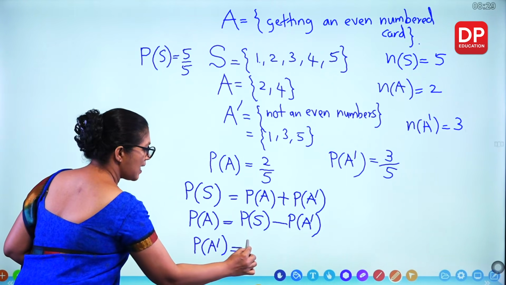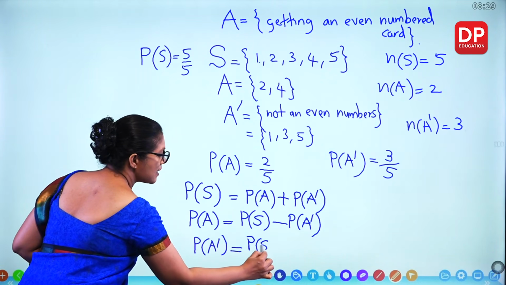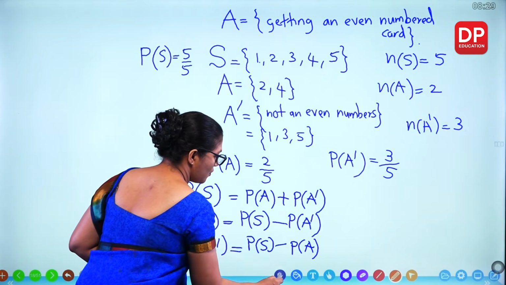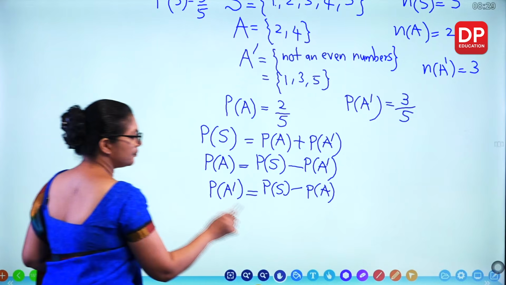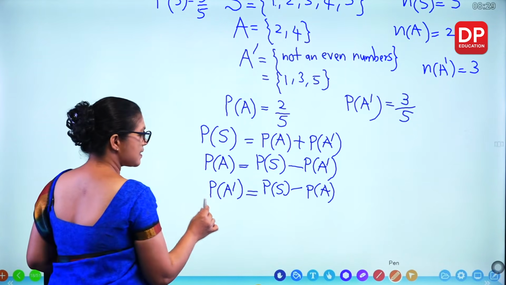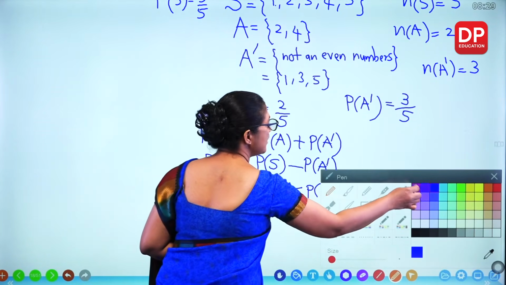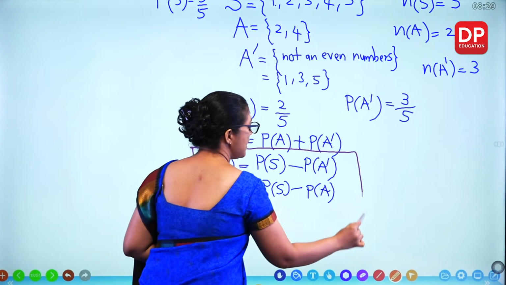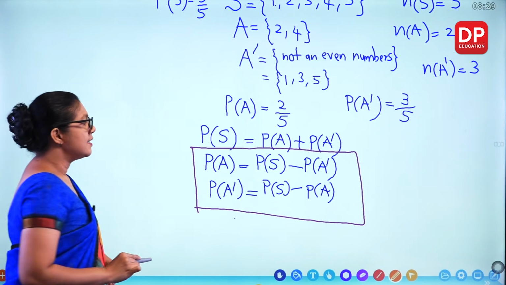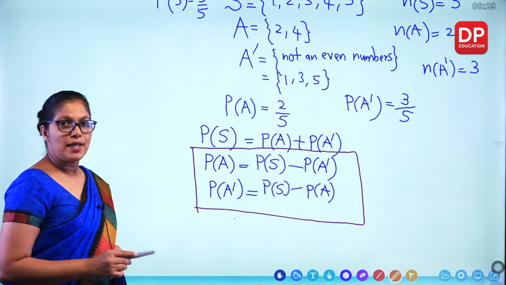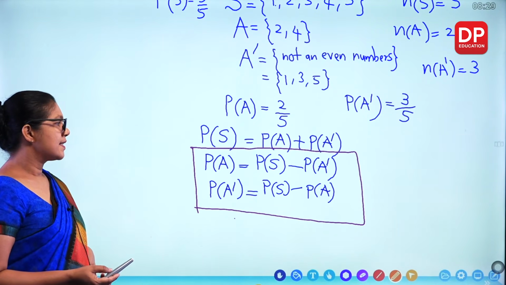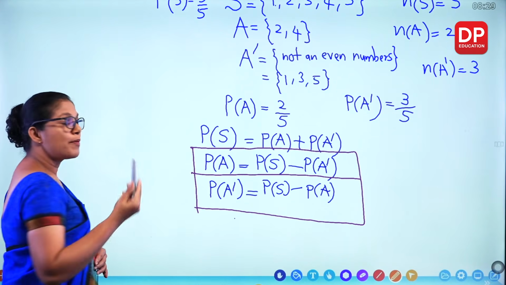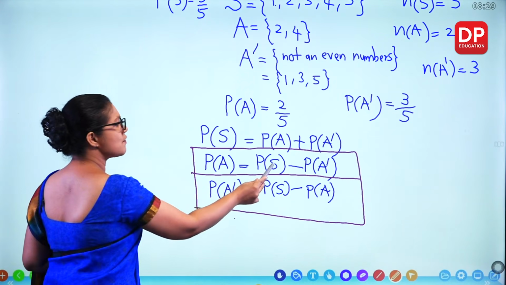I can write this as P(S) minus P(A). So you need to know this relationship as well. What's the relationship between the complement of an event and the sample space? So either this or this. If you want the probability of getting an event, you can use this formula.